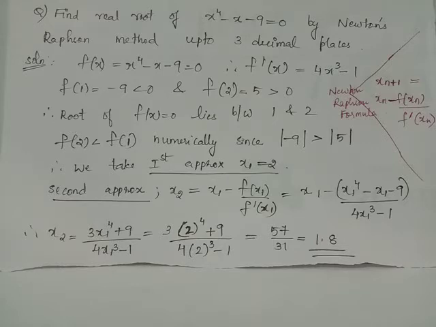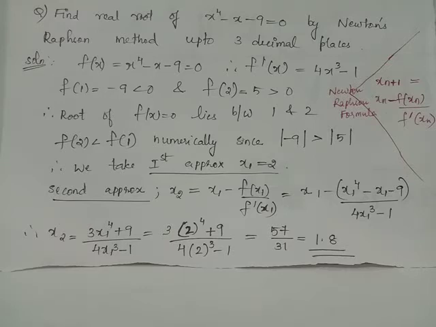Once you have found the x1 and x2 values between which the root of f of x equals 0 will lie, take the absolute values of f of x1 and f of x2. Whichever among them is smaller, that particular x value will be considered as the first approximation. Here we have f of 2 is less than f of 1 when taken absolute values. Hence we will take x1 equals 2 as the first approximation.